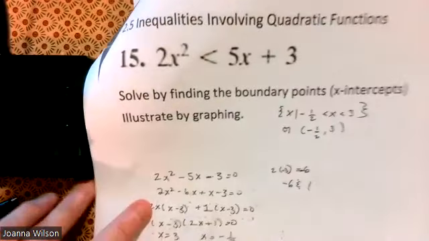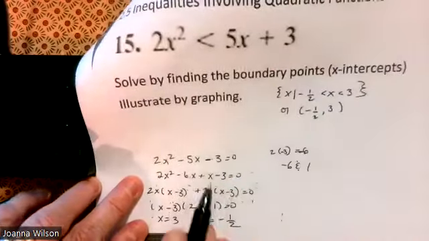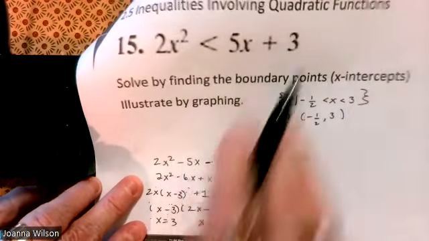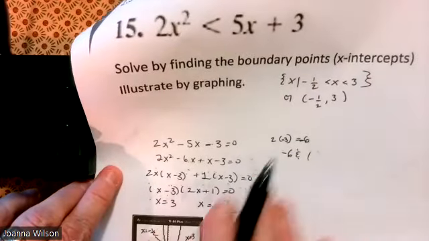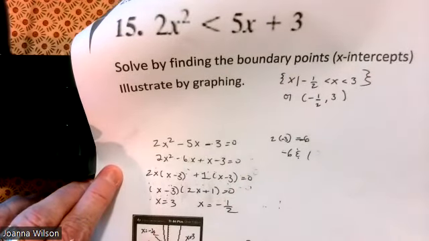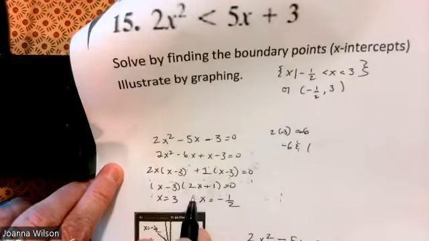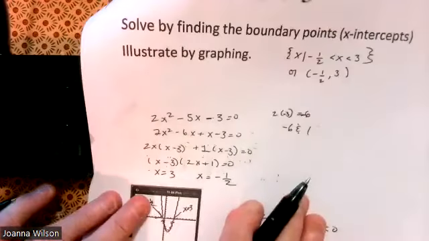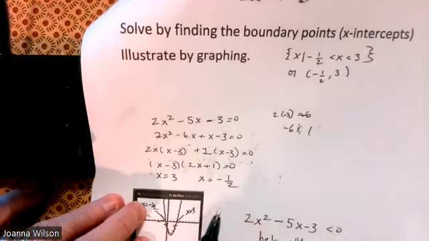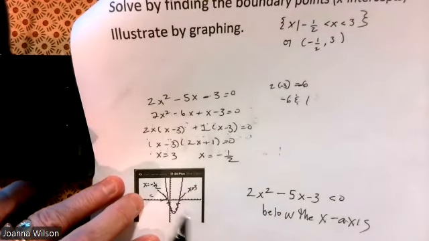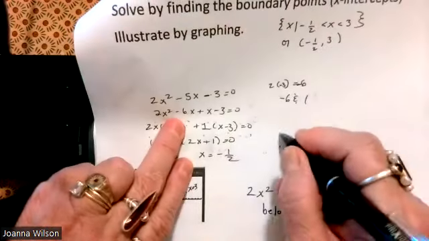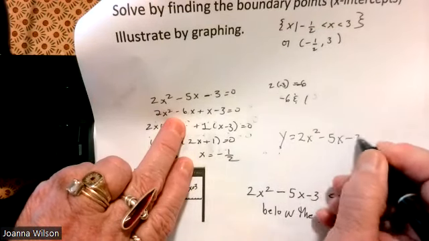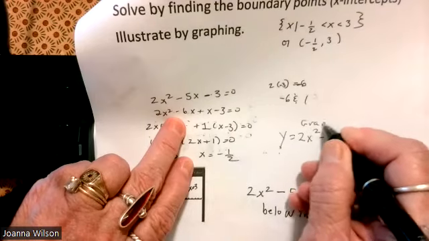But either way, you want to get 0 on one side, and you can just set it equal to 0. So subtract the 5x and subtract the 3, and then we're going to solve this. So I figured out how to factor it, using that grouping method. This is what it factored into: x equal 3 and x equal -1/2. Now, if you're just using the graph, you go and you graph y equal 2x squared minus 5x minus 3. So we graph that on our calculator.